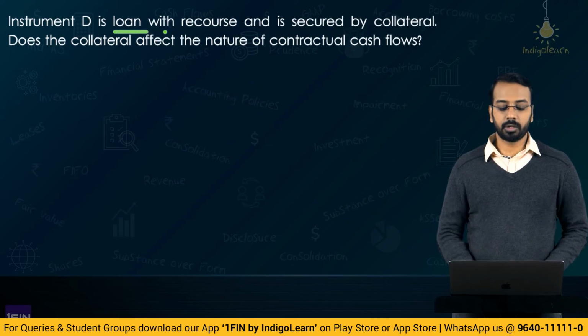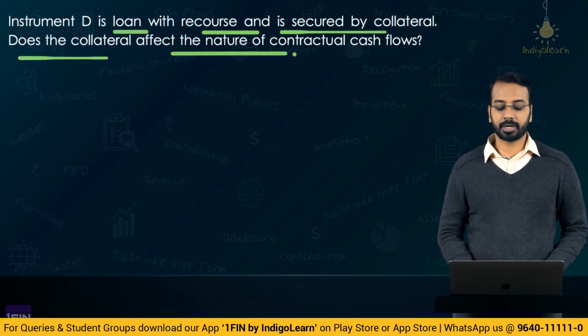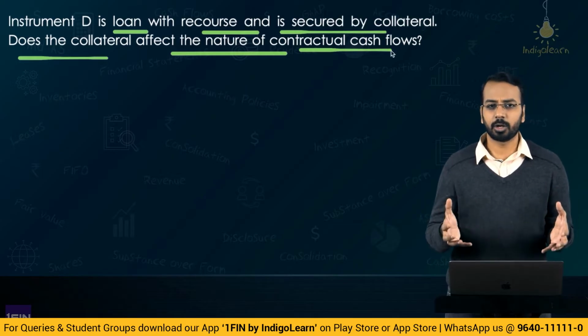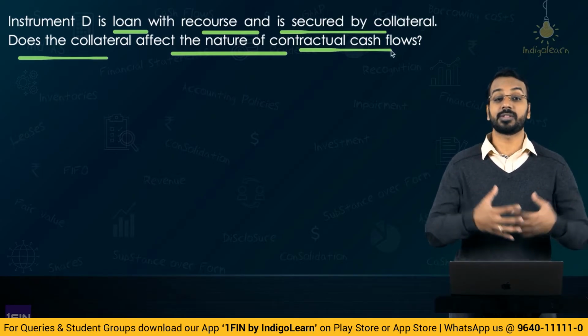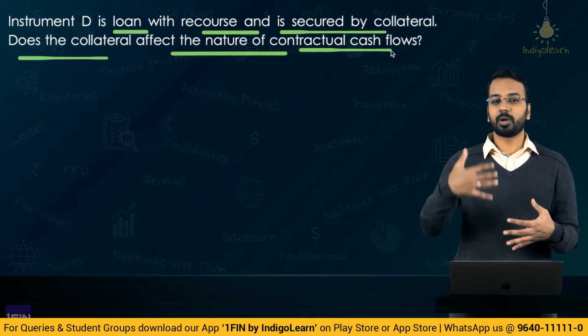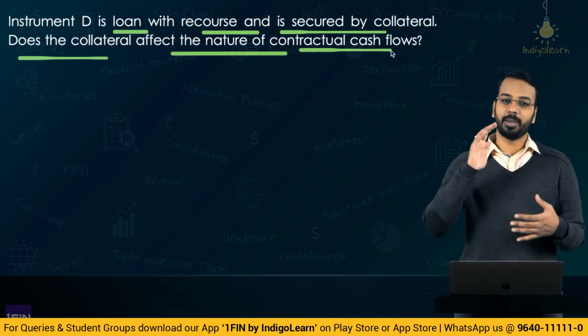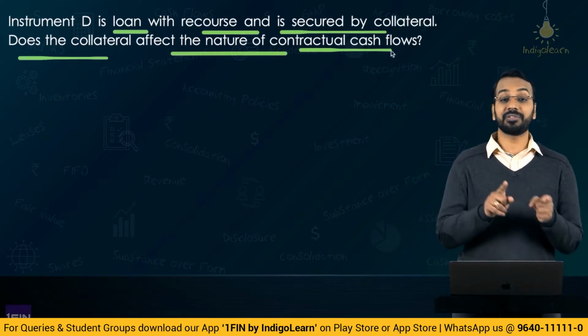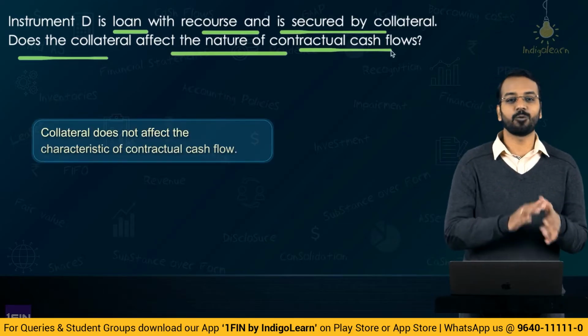Instrument D is a loan with recourse and is secured by collateral. Does the collateral affect the nature of contractual cash flow? See, what is the collateral all about? Collateral gives you some form of security. You are secured that, okay, at the end you will get the repayment back, right? But just having a collateral does not change the cash flow characteristics.